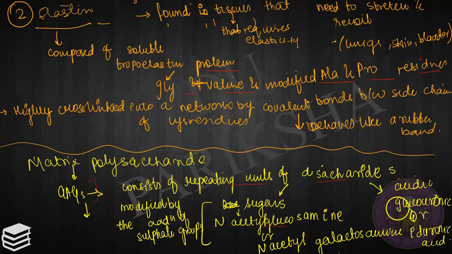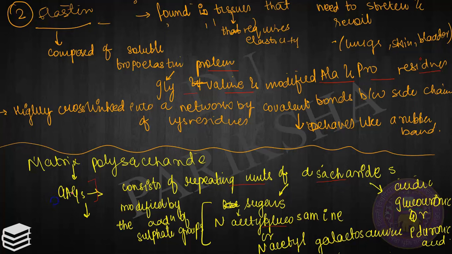It also has acidic sugars, glucuronic acid or iduronic acid. These are modified by the addition of sulfate groups, with the exception of hyaluronan, which is not modified by the addition of a sulfate group.